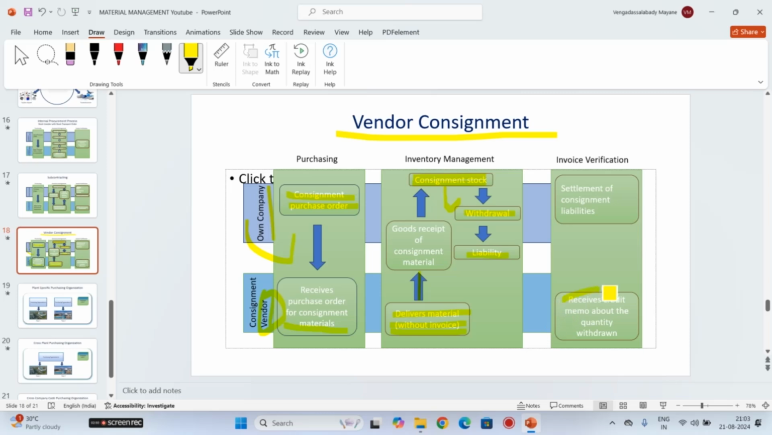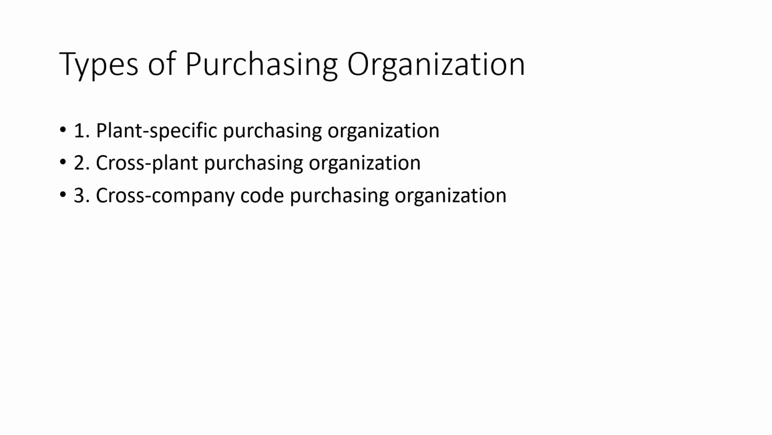The vendor is always the owner of the stock until your company uses them. And once your company uses the material from the consignment stock, subsequently the invoice is created by the vendor once your company withdraws the material from the consignment stock. The company needs to pay the vendor for the quantity they have withdrawn. This process is known as vendor consignment.